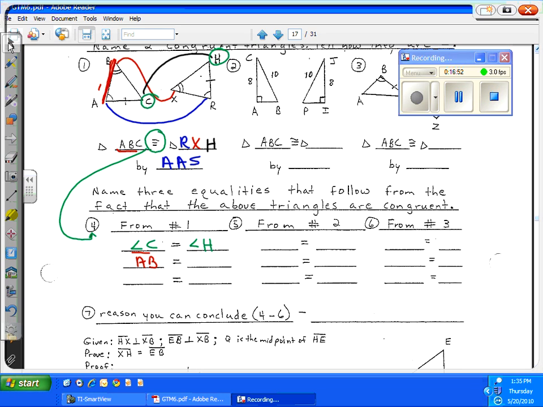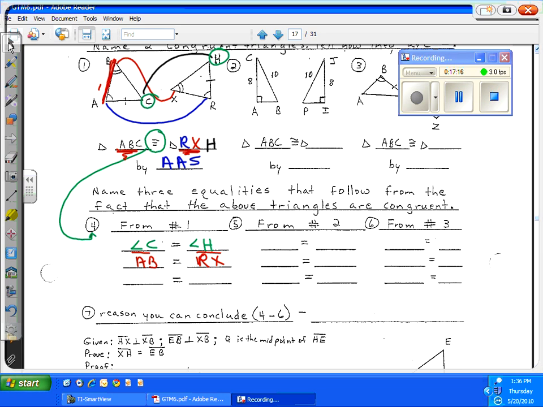And the best way to see where AB is equal to what is to look right here. That way you make sure you lined your parts up. See, AB actually goes to RX. So we named the congruency, and then when we go back and name these corresponding parts, we're going to name them exactly the way they should be lined up according to the way they're named congruent.